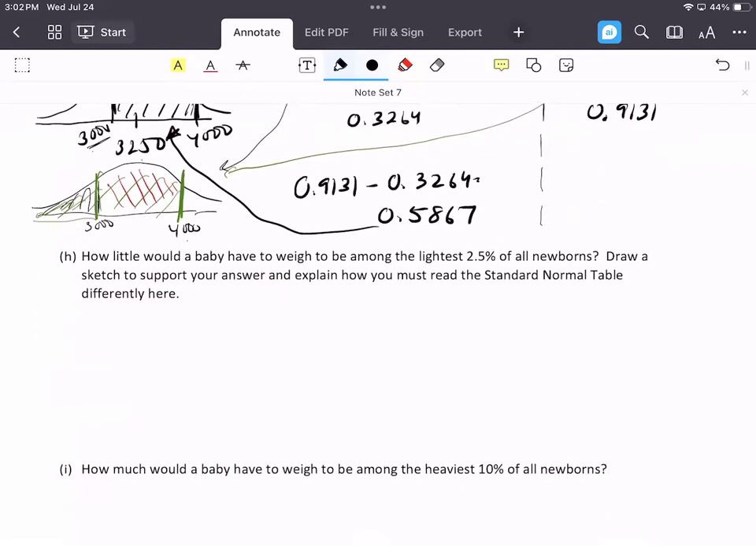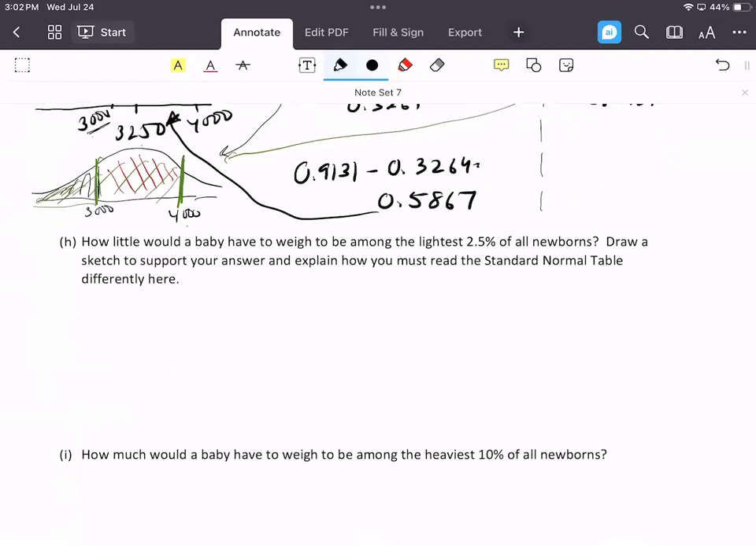Now, flipping it just a little bit, how little would a baby have to be among the lightest 2.5% of all newborns? Let's see. So we know the baby's going to be little. We want the lightest, so we don't want the center. We want instead what's in the tail here. 2.5% would be 0.025. Remember what we talked about earlier about moving that. But we don't know what this value is.